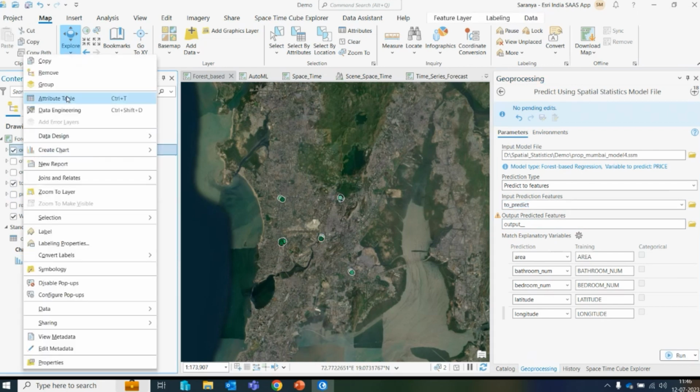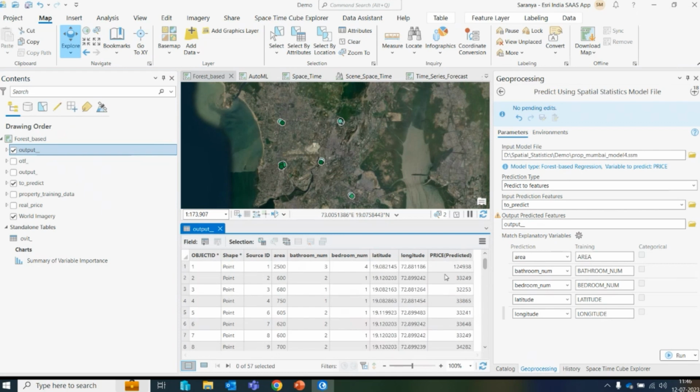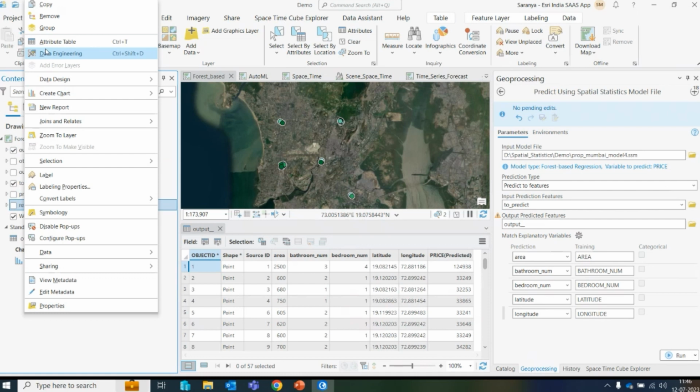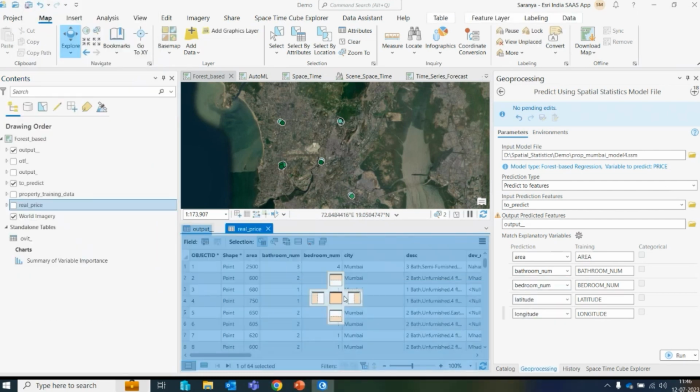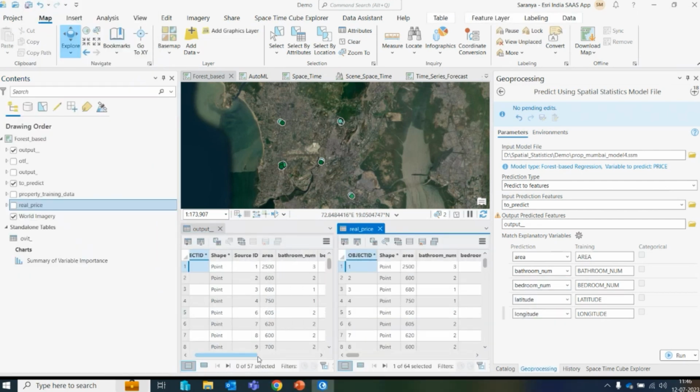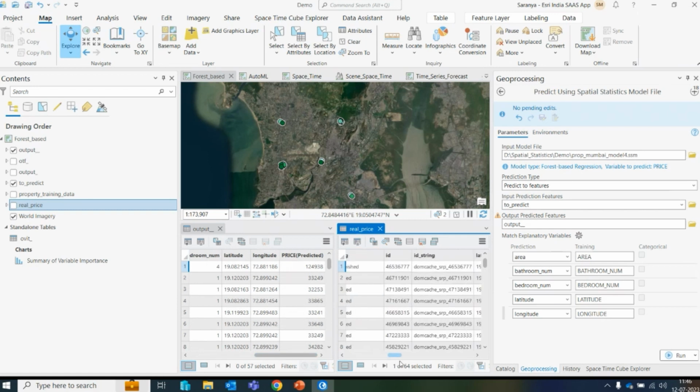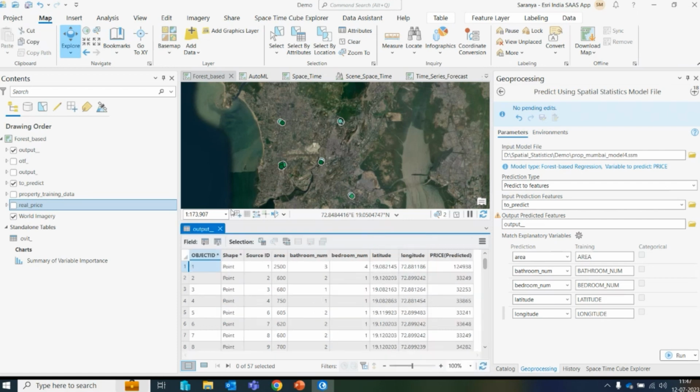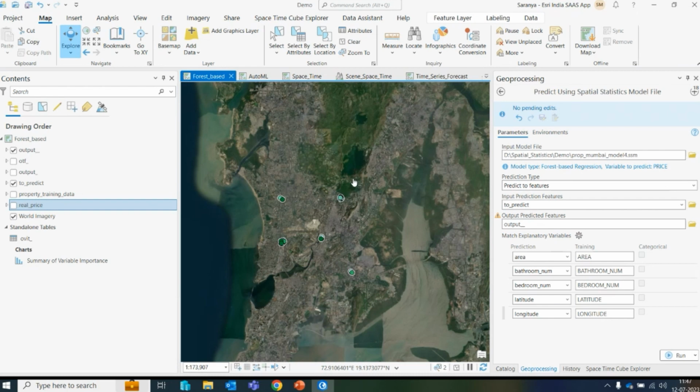When I look at the attribute table, I have a new field called predicted price. I have also added the real price, so you can look at both of them side by side. This is our predicted price, and this is our real price. Here the prediction is 1,24,000, and the real price is 1,25,000. So you can keep on fine tuning this model until you have a good prediction model.